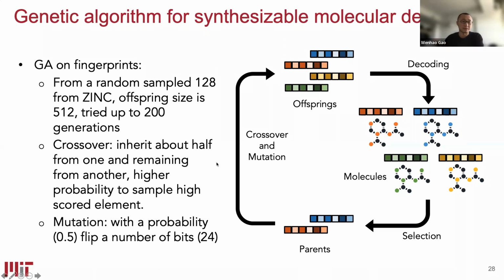The crossover is defined as inheriting about half of the bits from one parent and the remaining from another. And the mutation is just defined as flipping a number of bits with some probability. We iteratively apply this procedure until a stop criterion is met.